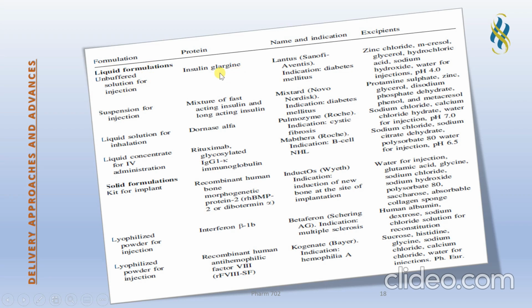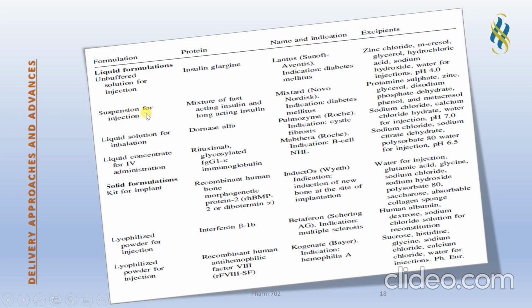The protein here is insulin glargine. It is available in the form of Lantus by Sanofi Aventis and indicated for the treatment of diabetes mellitus. The excipients include zinc chloride, m-cresol, glycerol, hydrochloric acid, sodium hydroxide, water for injection, and the pH is 4.